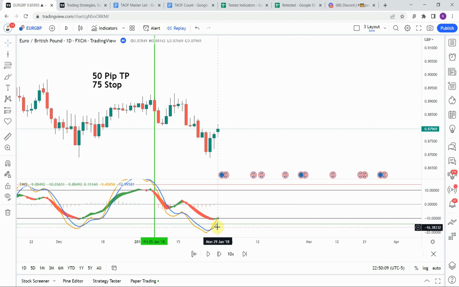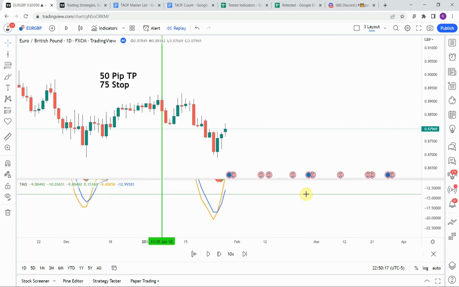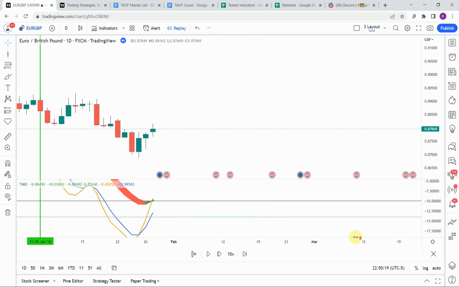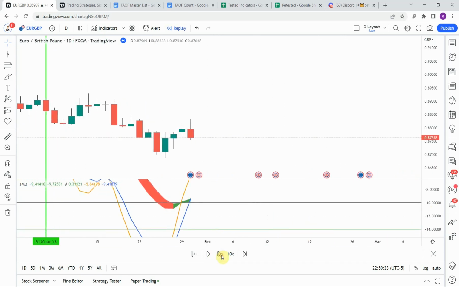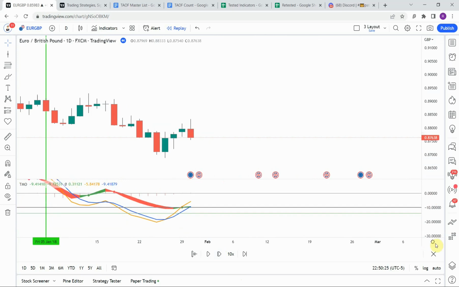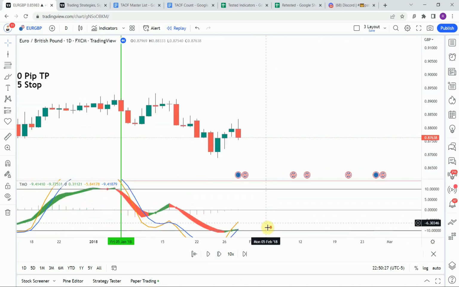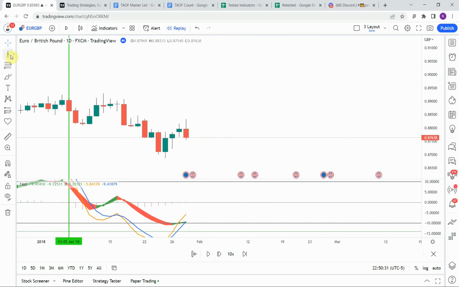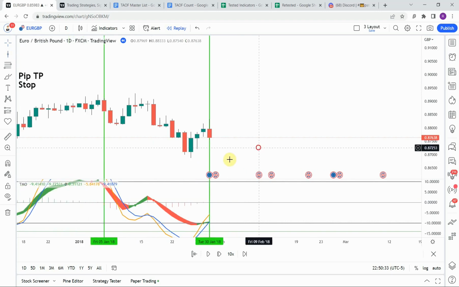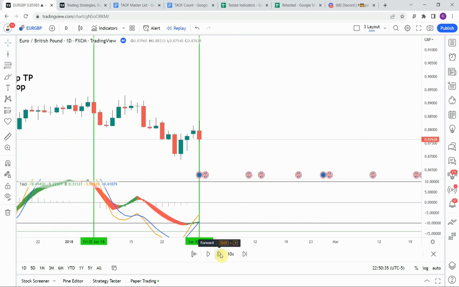Let's see if we can get a reading on this. I can't quite tell which one is which. Let's zoom in a little bit more here. Can't quite tell. There we go. We'll call that one the cross right there. And so we're still looking for that ribbon to cross back into that middle zone there. We'll mark that as our long. Play it forward a little bit here.